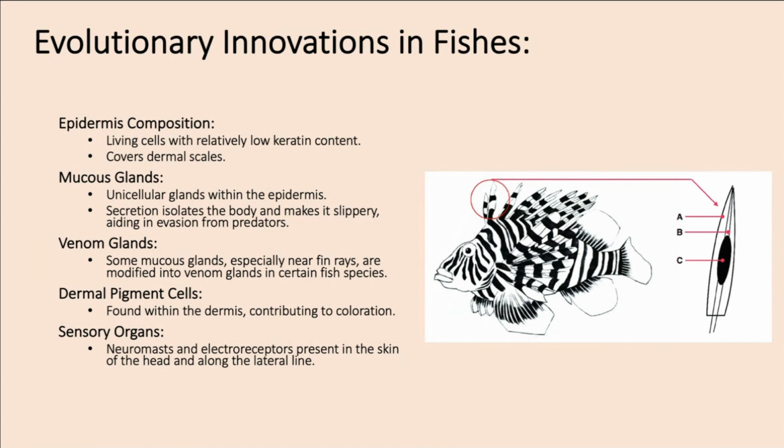Then the sensory organs. So we've got neuromasts and electroreceptors, which are found in the skin of the head and along the lateral line. So when we're saying lateral line, imagine you split the fish in half from the side, like you're halving it in this way. So you have a lateral line basically there. I'm not sure if I have a picture of that in this slide, but I think it's coming up.